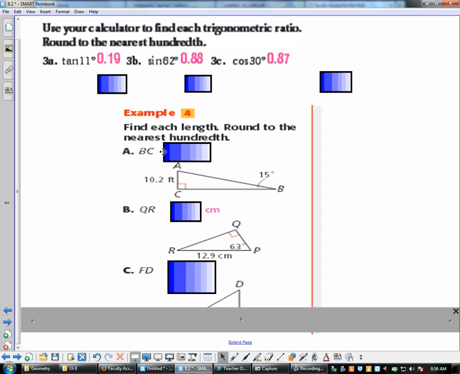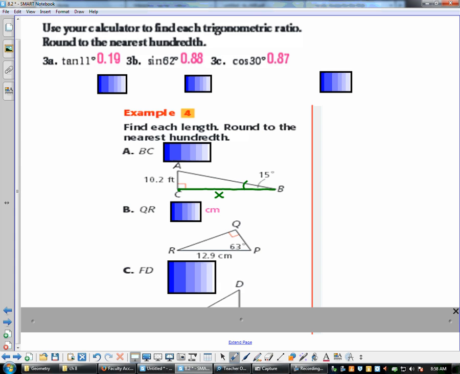Find each length, rounding to the nearest hundredth. If we're trying to find the length of segment BC, that's this length right here. We see that we have 10.2 feet here, and we know angle B is 15 degrees. So we're trying to find BC. Is BC the adjacent leg, the opposite leg, or the hypotenuse to angle 15? All right, so we're trying to find the adjacent leg.